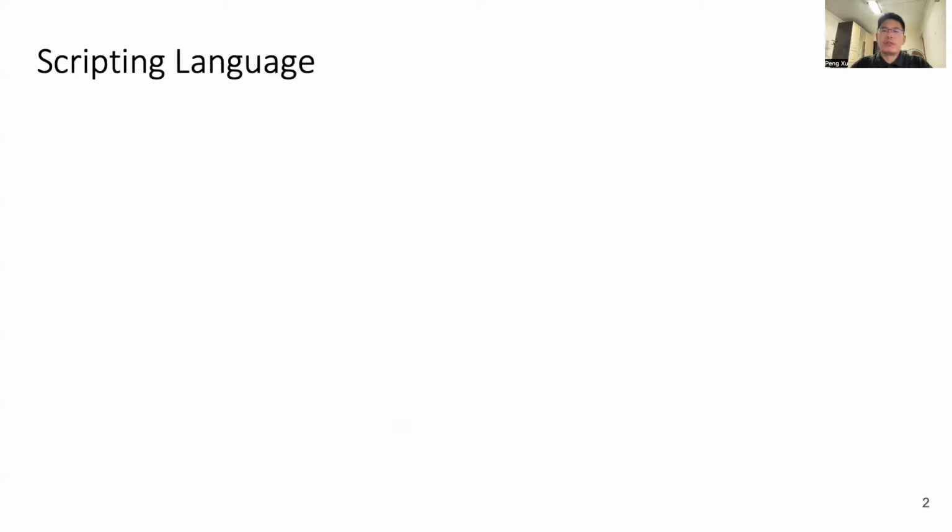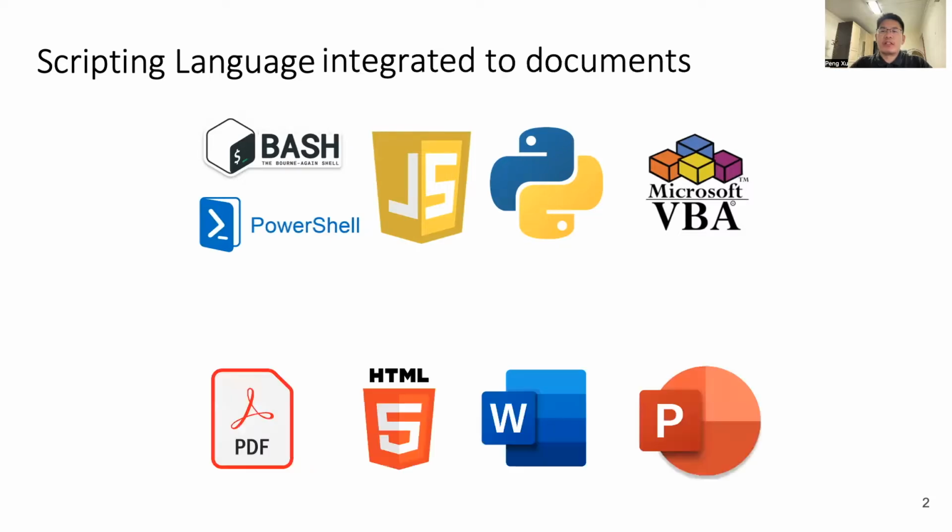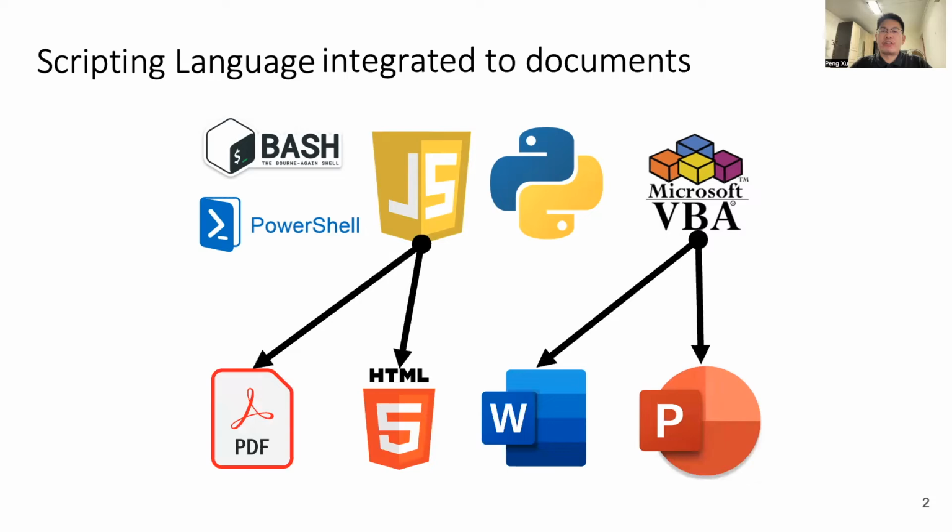As we all know, scripting languages are very useful and powerful. They are easy to learn and develop. Nowadays, scripting languages are integrated into document processing programs. For example, JavaScript code is integrated into PDF and HTML. VB code is integrated into Office documents. In these programs, embedded script code is usually used to manipulate the content elements of a document.